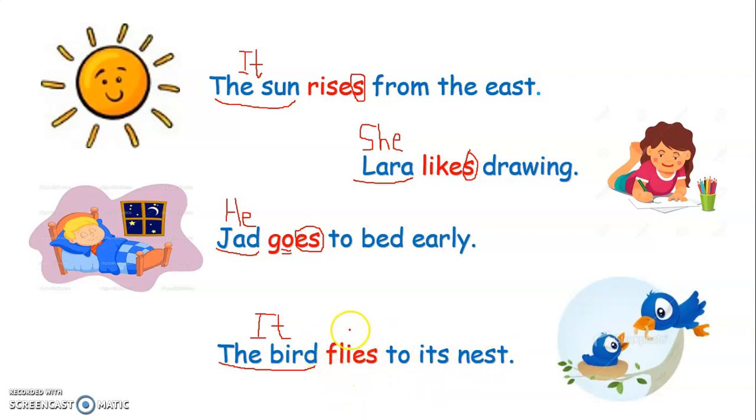The verb flies. The base form of the verb is fly. It ends with y. So what did we change in the verb? We crossed the y, changed it into I, and then we added es. So instead of y, we have I-E-S. As you notice here, with it, she, and he, we added s to the verb. And in some cases, we added es, or we changed the y to I and then added es.